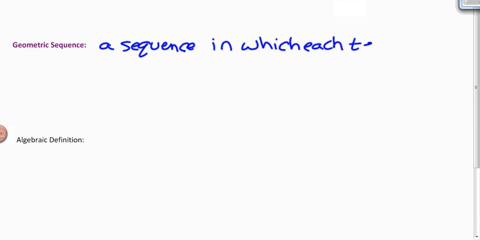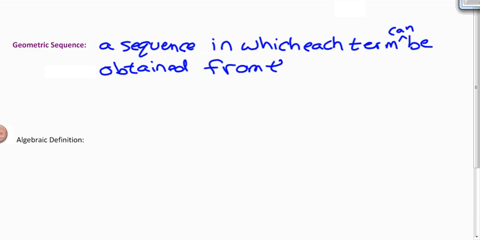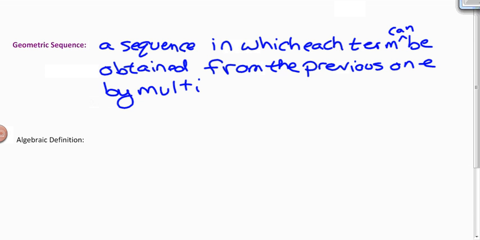So now moving on to geometric sequences. A geometric sequence is a sequence in which each term can be obtained from the previous one by multiplying by a non-zero constant.